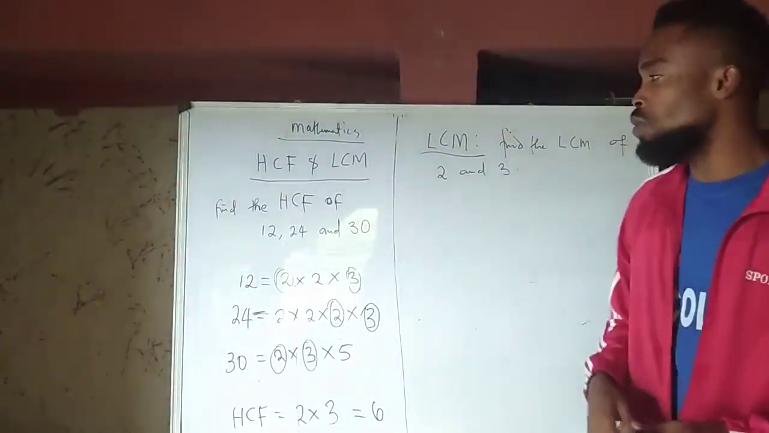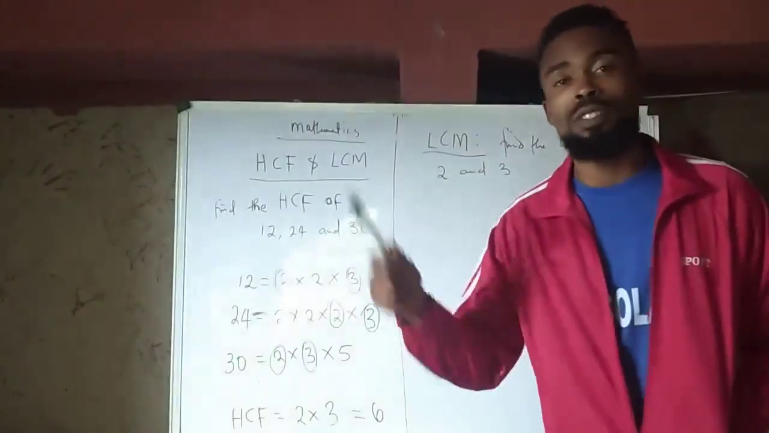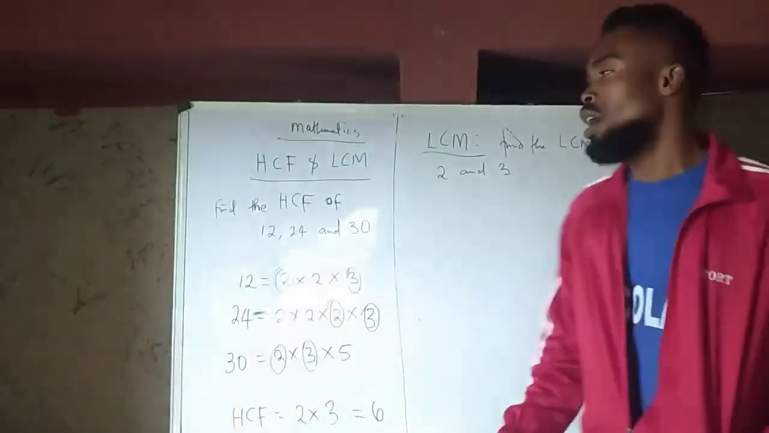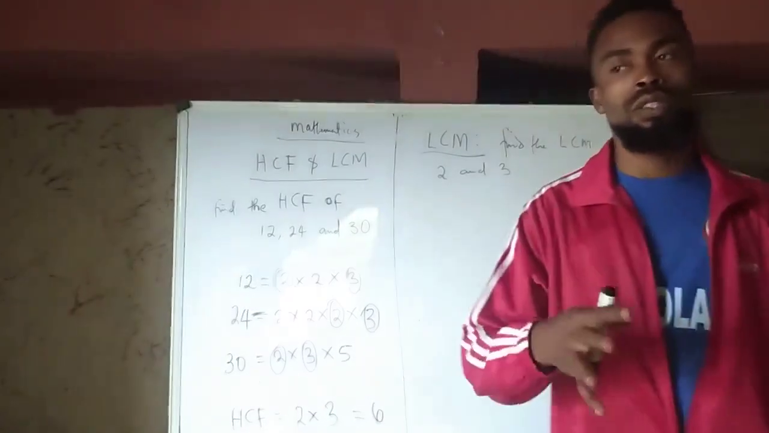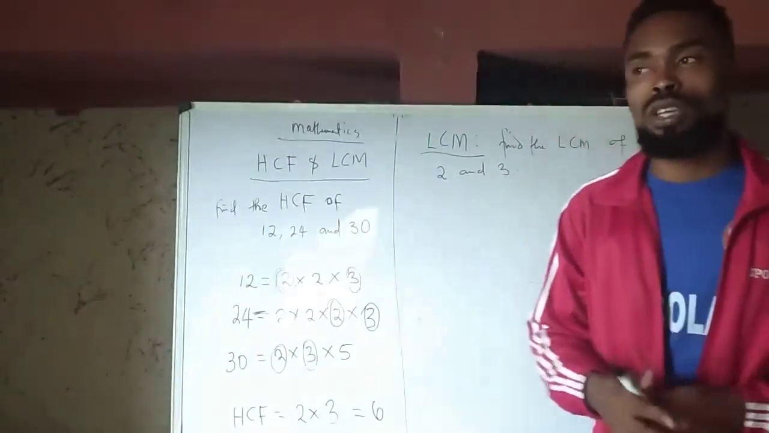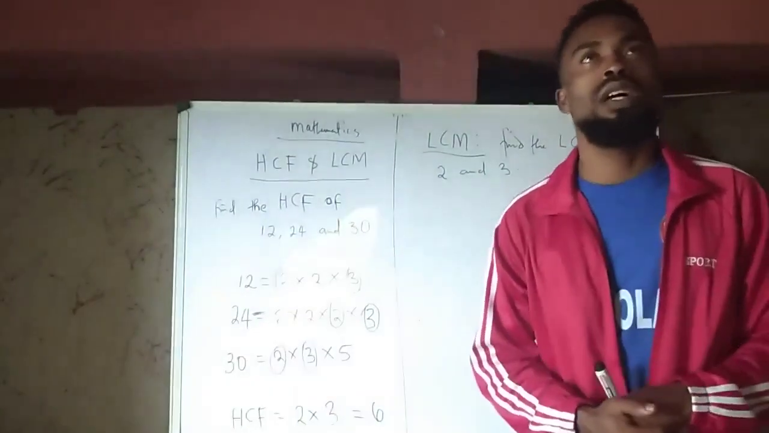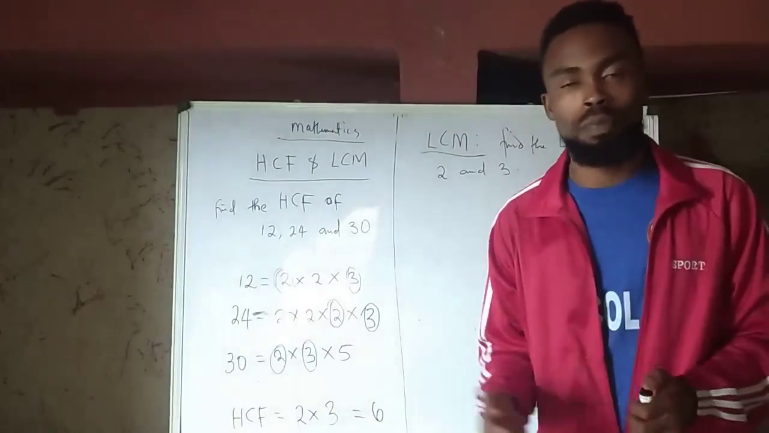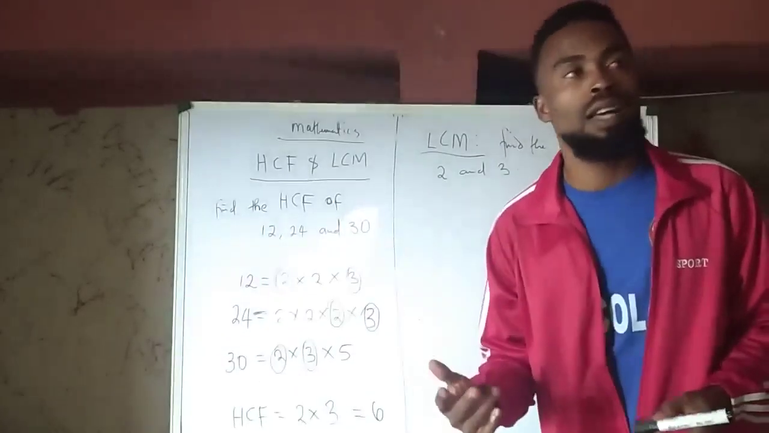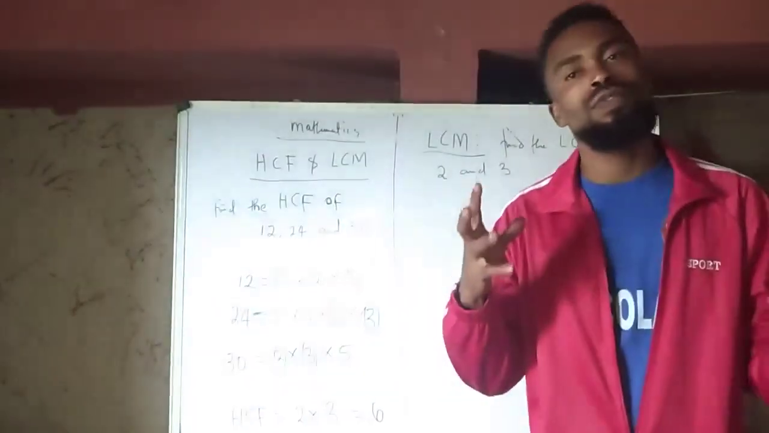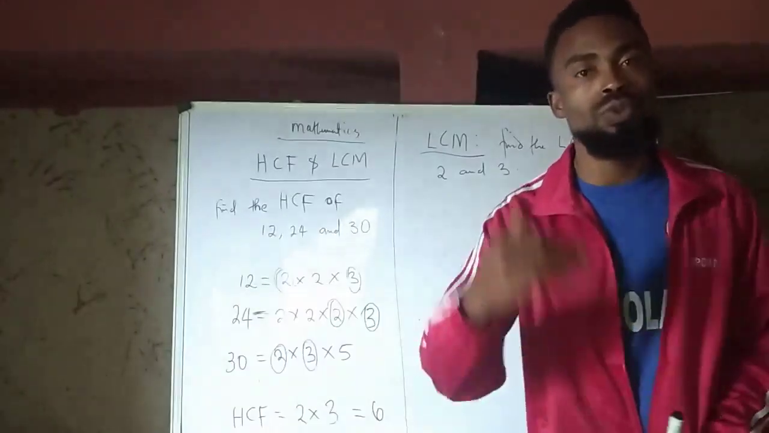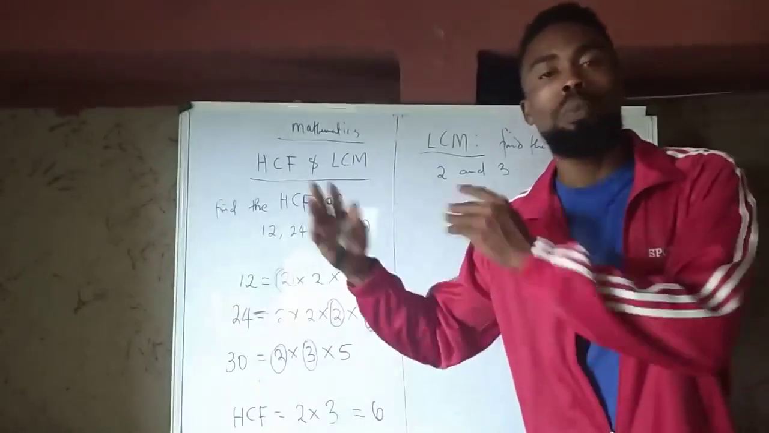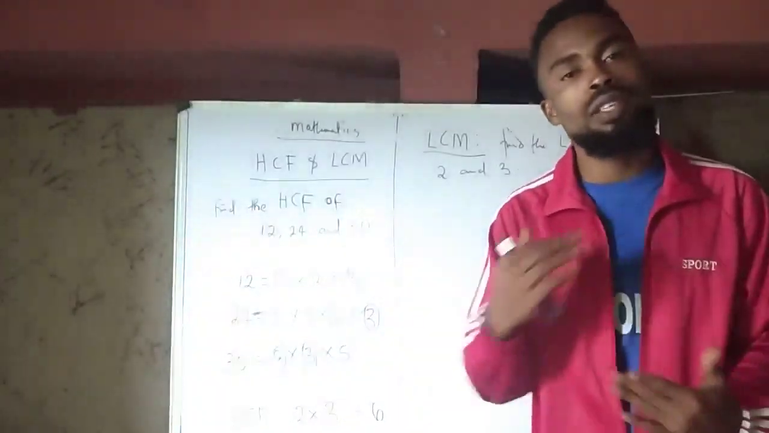You already know that HCF means highest common factor, and you know that LCM means lowest common multiple. So what does common multiple mean? How do I actually give you a definition for that? The lowest common multiple is the lowest number that is a multiple of two or more numbers.